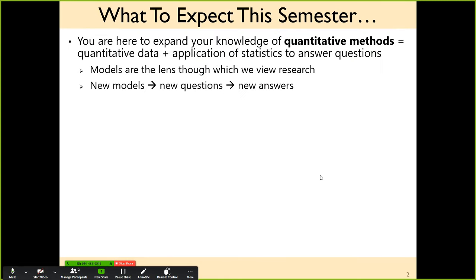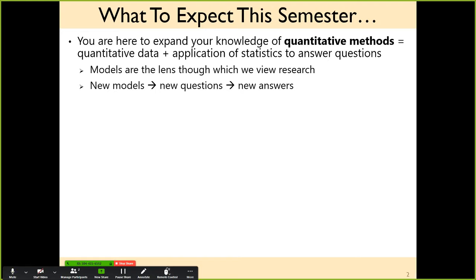So why are you here? Well, my guess is that because this course is not required, you're here because you really want to learn about generalized models, right? Yeah, correct. So we're expanding our knowledge of quantitative methods. It's the combination of quantitative data plus the application of statistics to be able to answer questions. Because ultimately, the quantitative techniques, meaning statistical models that you know, are the lens through which you view your research.